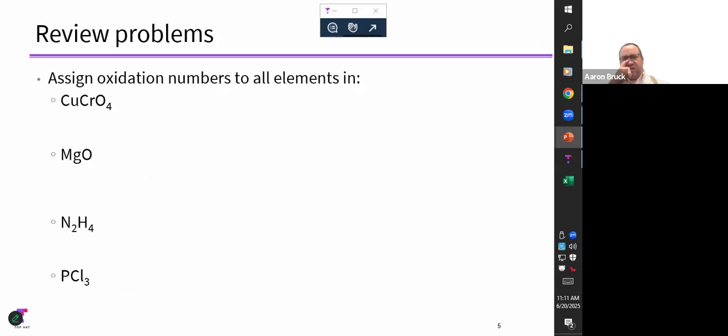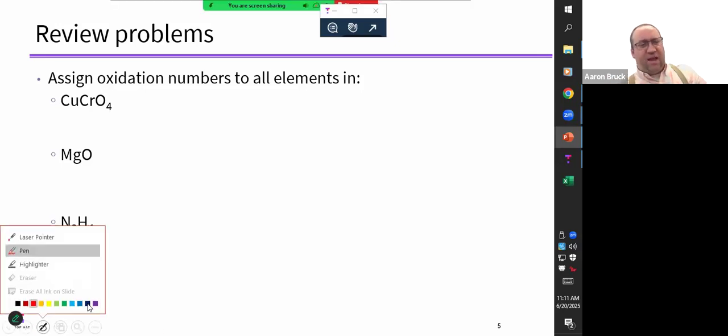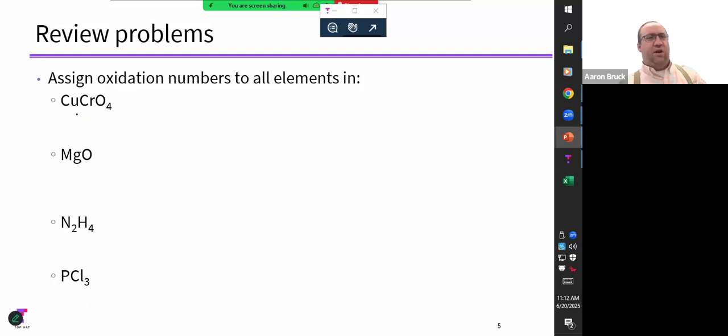So just as a review, let's go through and talk about how to do these kinds of problems and get back into the swing of looking at things from a charge standpoint. For the first couple here, anytime that we see anything that is ionic in nature, so this is copper 2 chromate, the first thing that we're going to do is separate it into its ions, because an ionic compound like this would exist as individual ions that are arranged together.